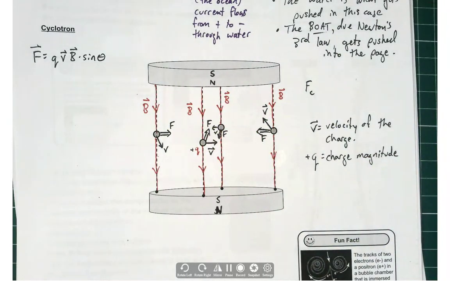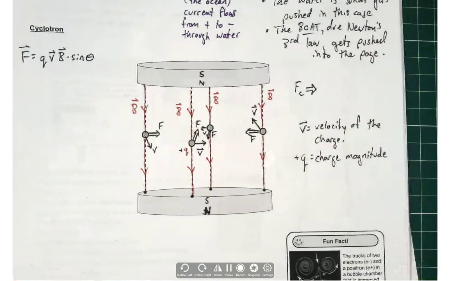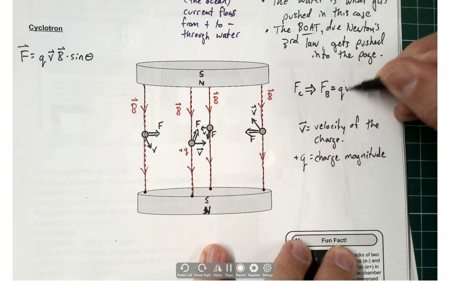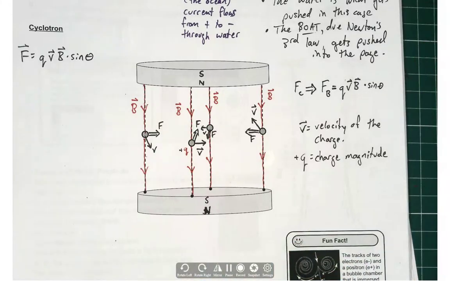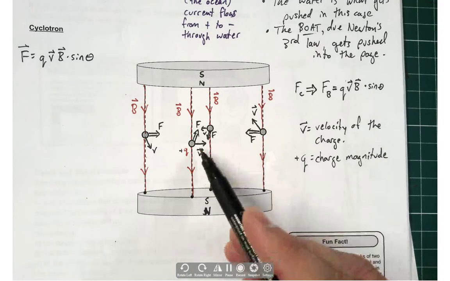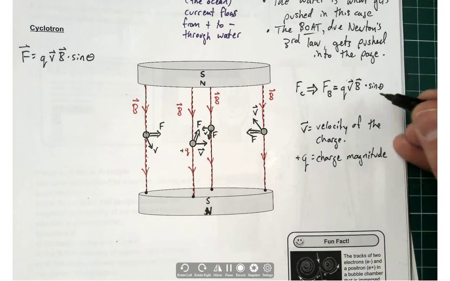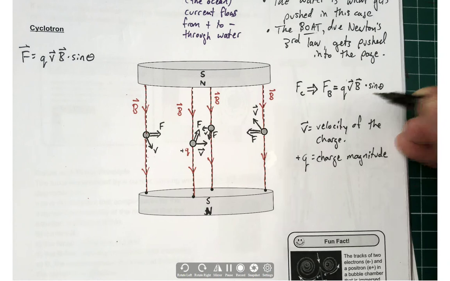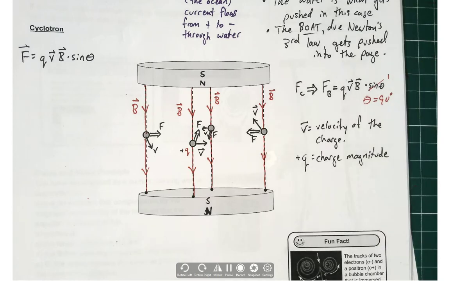I think this is pretty good support, in terms of pattern recognition, that the centripetal force is equal to the magnetic force, so QVB sine theta. Where are we getting our centripetal force from? QVB sine theta. Now, notice that I have this velocity firing in horizontally, and the magnetic field is vertical, so they're at right angles to each other. So what's sine of 90? One. So if I let theta be 90, that reduces down to a 1.